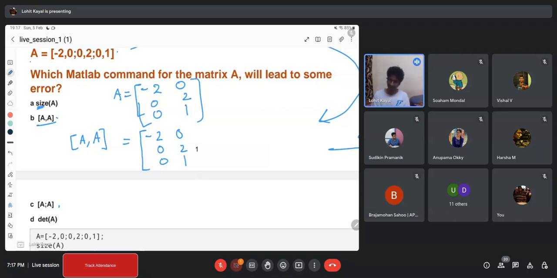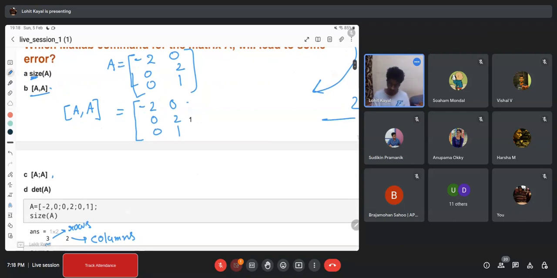Okay, and the new element will appear on the next column. How will it look? It will be again minus 2, 0, 0, 2, 0, 1. Treat this as a whole element, and the new element, which is again matrix A, will appear on the next column, and treat this as a column. So this is called the catenation process.